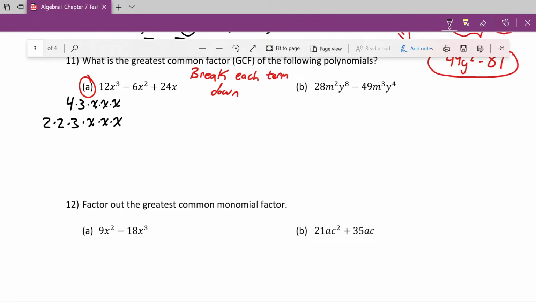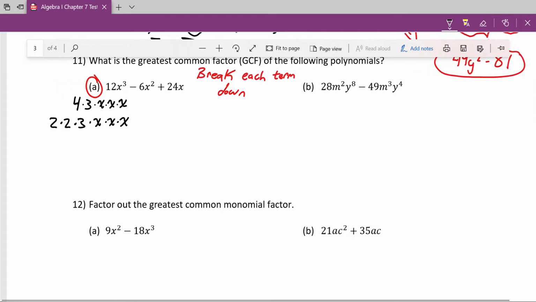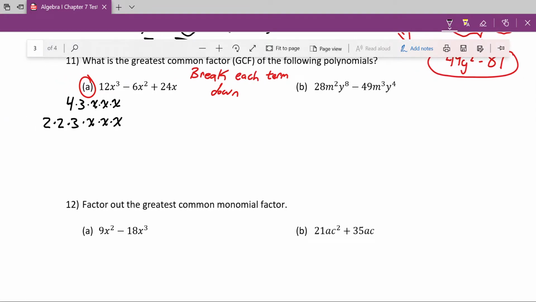Why am I doing this? Well, the reason I'm doing this is because if I break it down to its base factors, I know that I can find everything they have in common and find my greatest common factor at the end. So I'm going to go ahead and break down negative 6x squared.